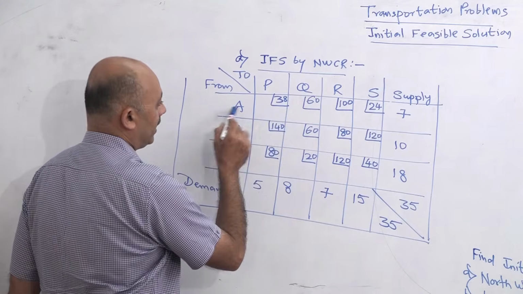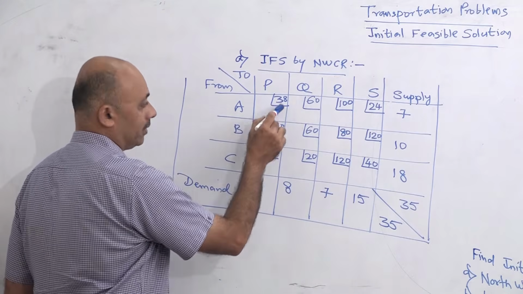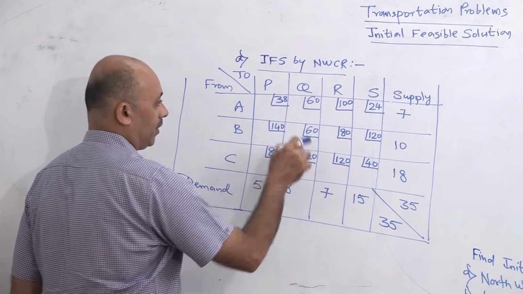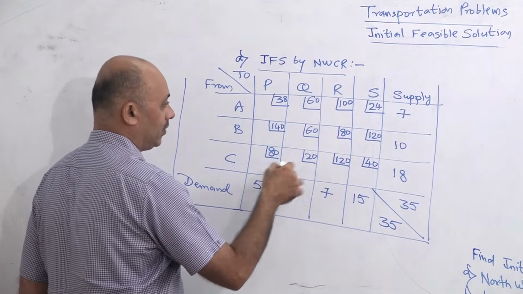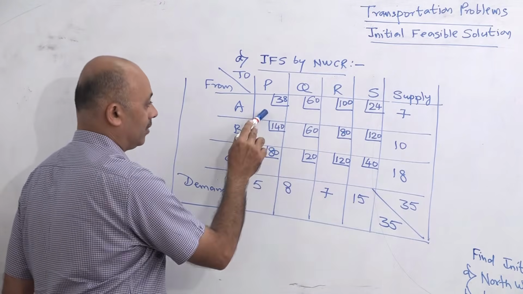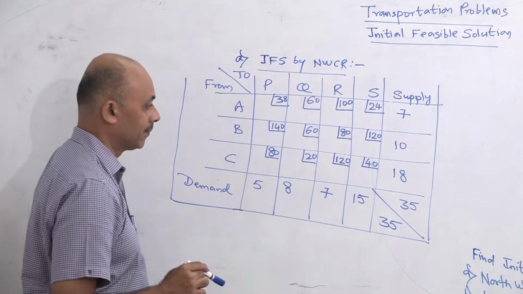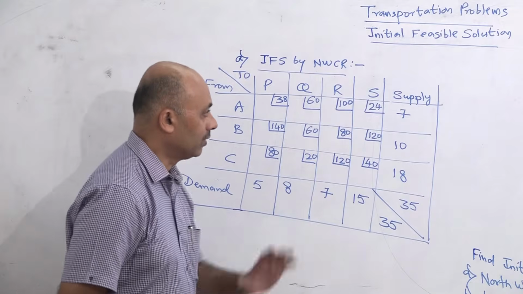So for example, from A to P, cost is 38. So we write 38 in the corner of that cell. And when we find the solution, whatever allocation we get, that is how many units, that answer we will be writing at the center of the cell. Okay. So now we are going to start the solution.